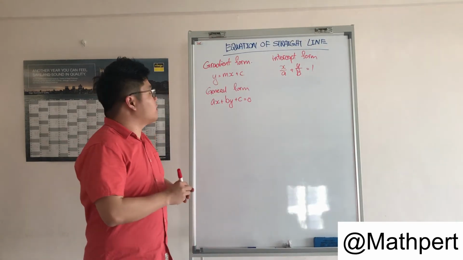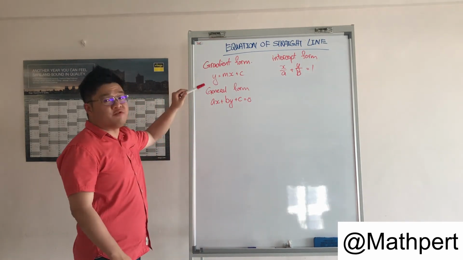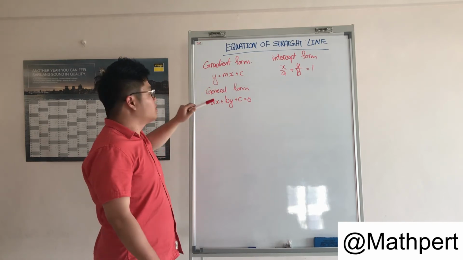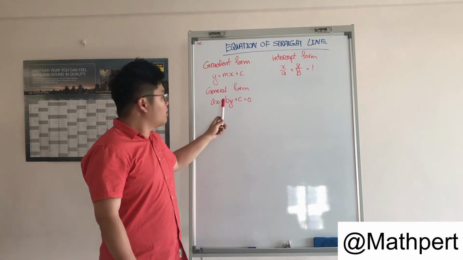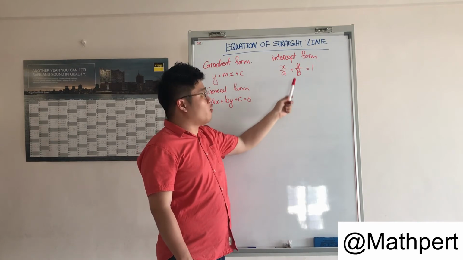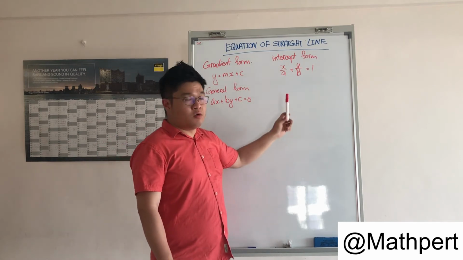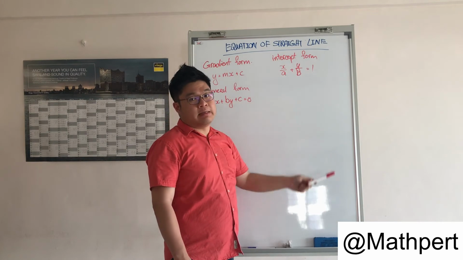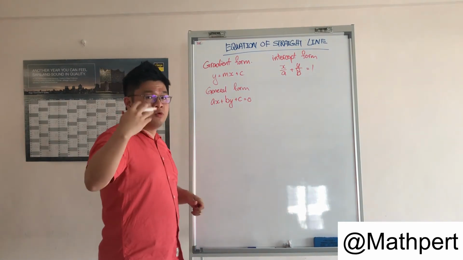And let's take a look at equation of straight line. There are three forms of equation of straight line. First, gradient form: y equals mx plus c. m is gradient and c is a constant. In general form, it is ax plus by plus c equals 0, where a, b, and c are constants. In intercept form, x over a plus y over b equals 1, meaning on the x axis, y equals 0, x equals a. On the y axis, x equals 0, y equals b. I know it sounds complicated, it's okay. Let's jump into the example so that you understand more.